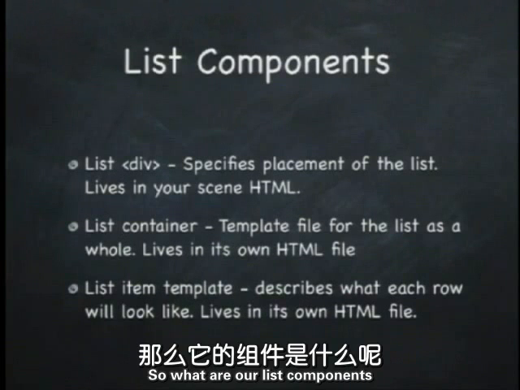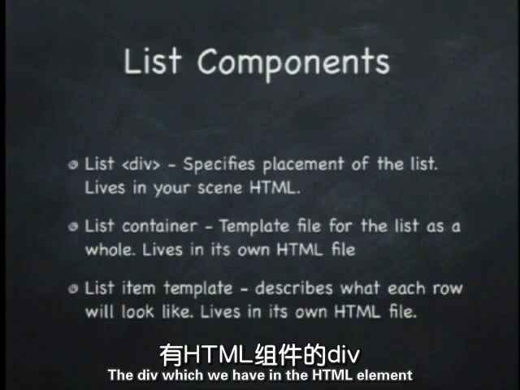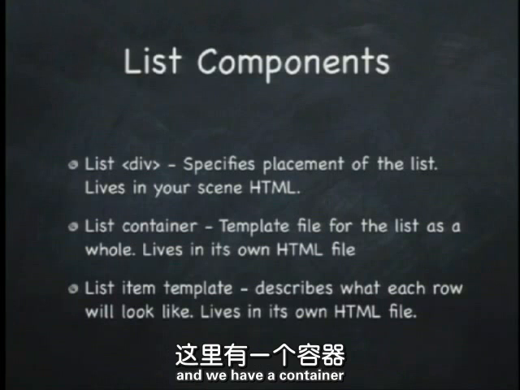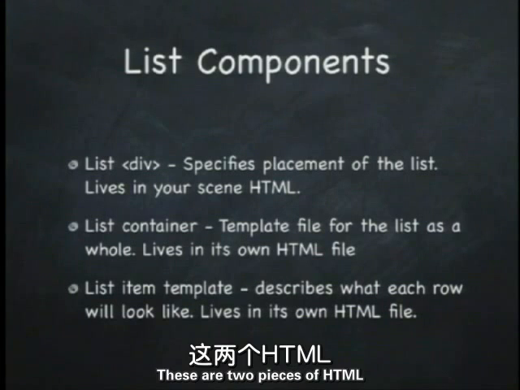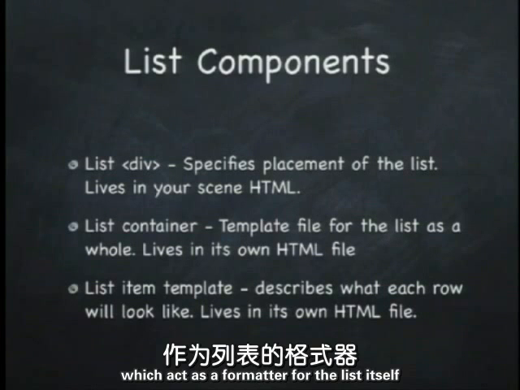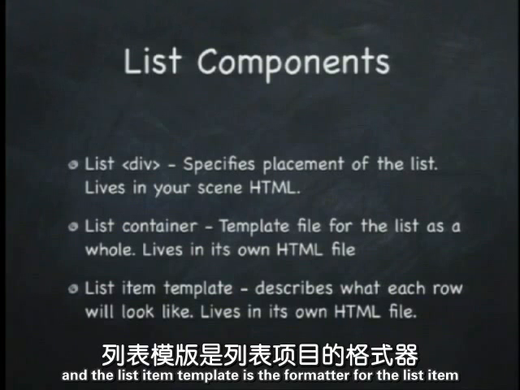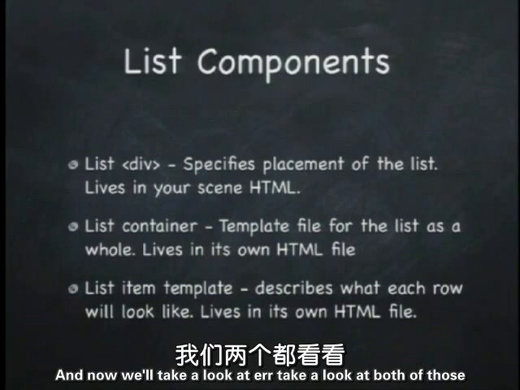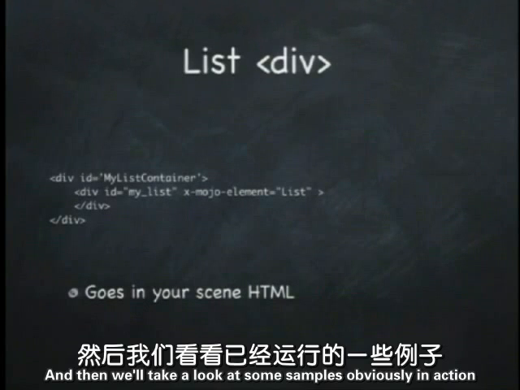So what are our list components? The basic list components are the div, which we have in the HTML element, and we have a container and a list item template. These are two pieces of HTML which act as a formatter for the list itself. The container is the formatter for the list, and the list item template is the formatter for the list item. And now we'll take a look at both of those. And then we'll take a look at some samples of this in action.